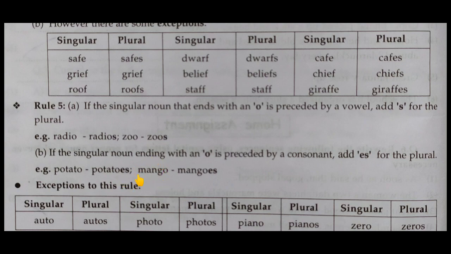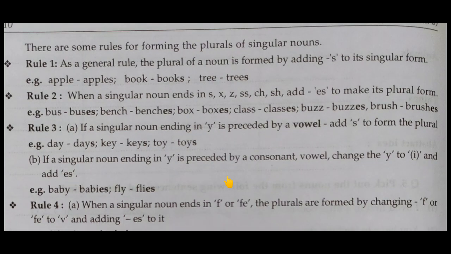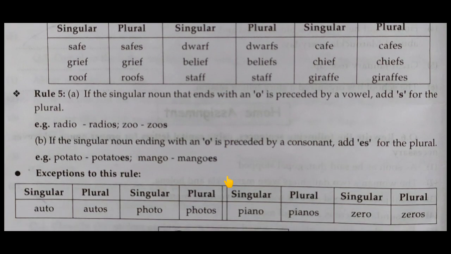Second word is mango. Here it ends with o and is preceded by g, so we have to just add es to it to make it plural. So students, these are some simple rules. You have to follow them while converting a singular noun into a plural noun. There are some exceptions to the fifth rule also, so let's see them.